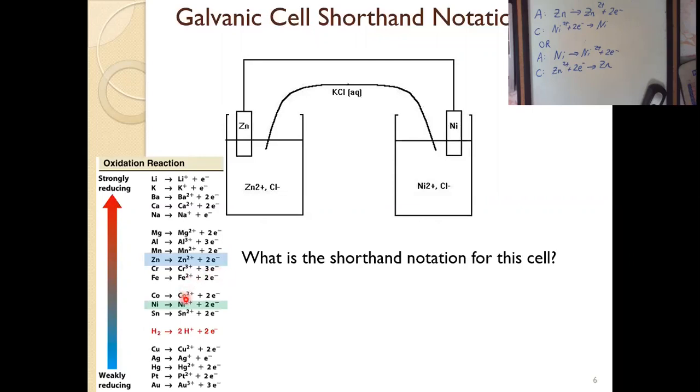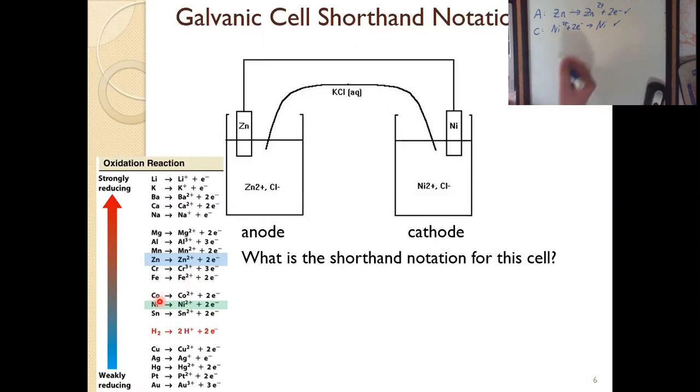We find zinc and we have nickel. Notice zinc is above nickel on this activity series, which means that zinc should be able to spontaneously reduce nickel 2+ ions and any other ions below it on this table. So we expect that the spontaneous reaction will be the one in which zinc is oxidized and nickel is reduced. So our shorthand notation for the cell to indicate that, we have zinc as the anode, therefore, and nickel is the cathode.